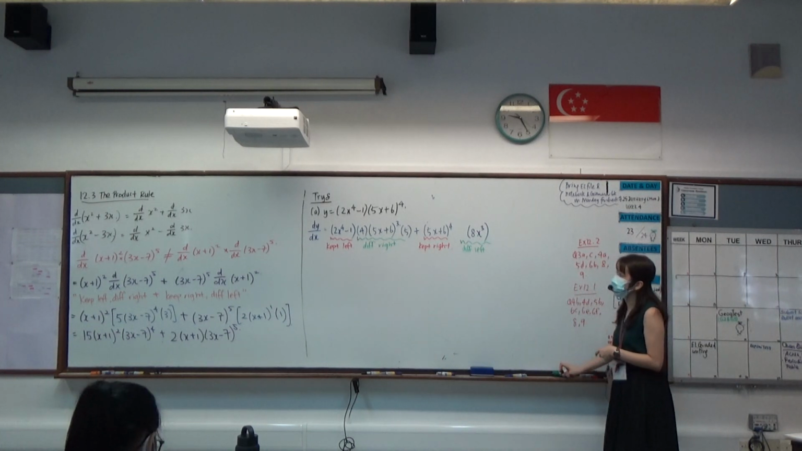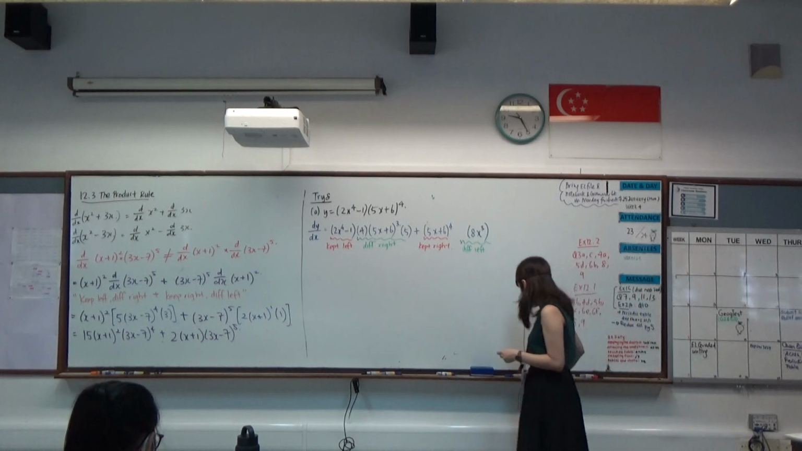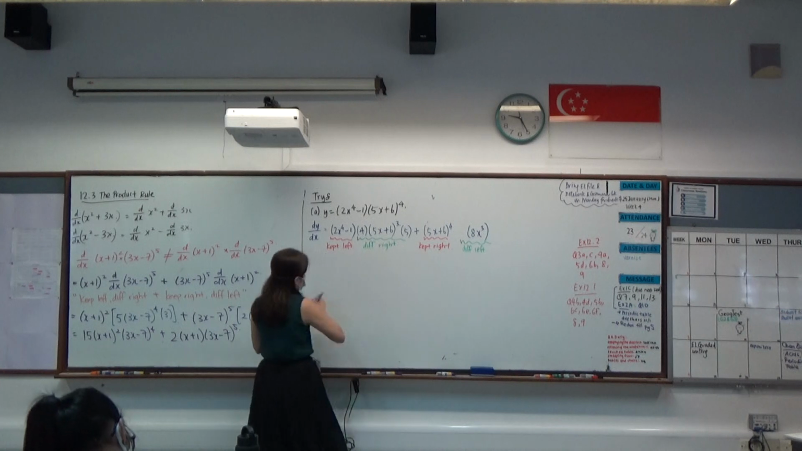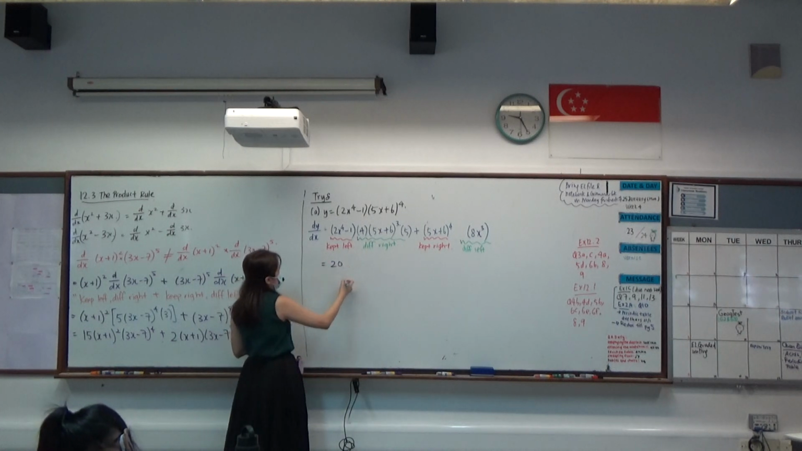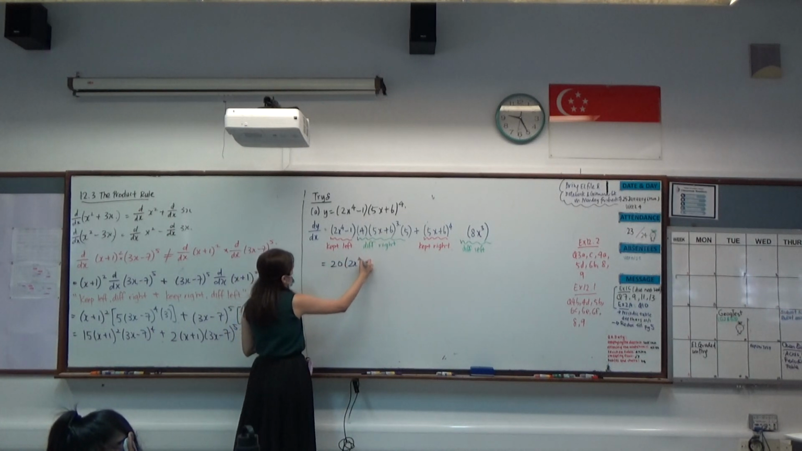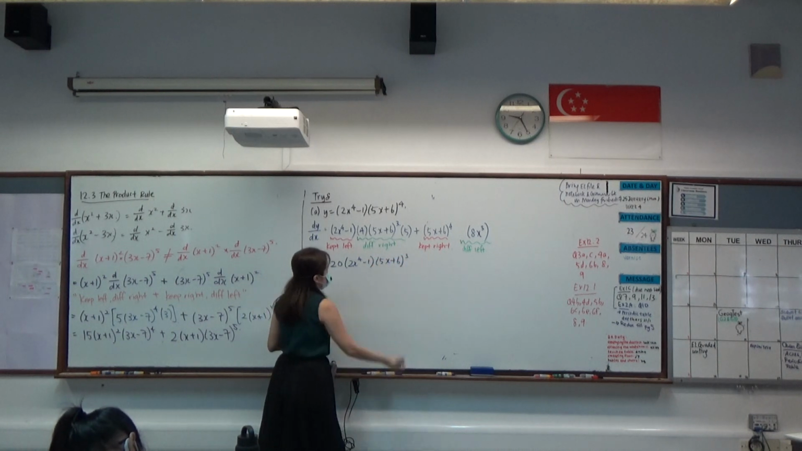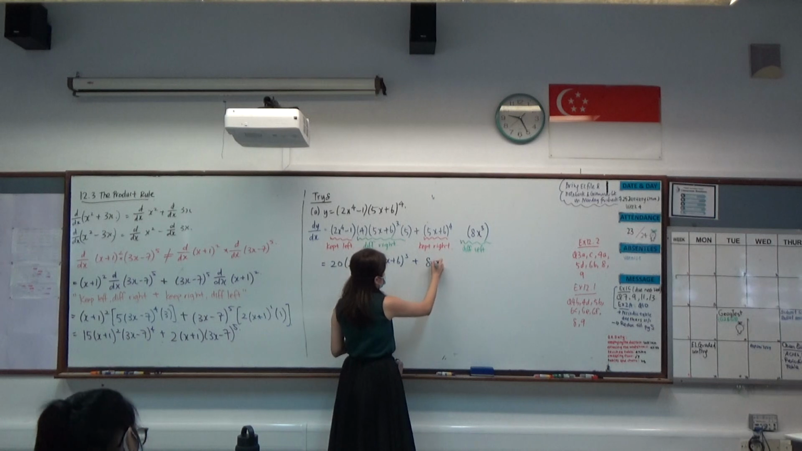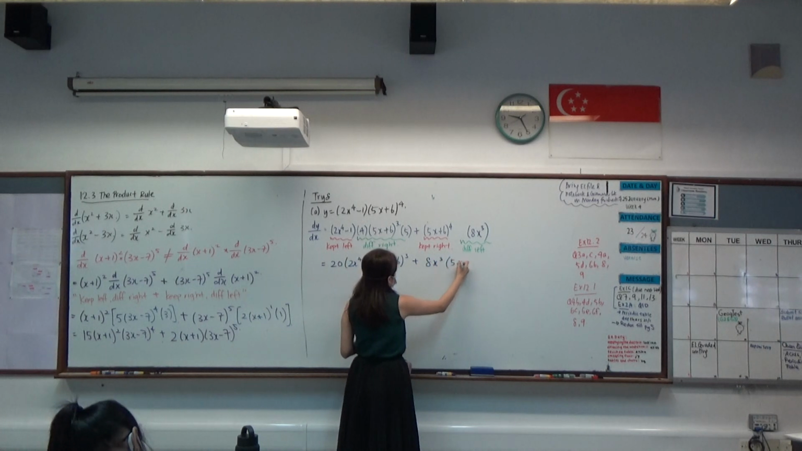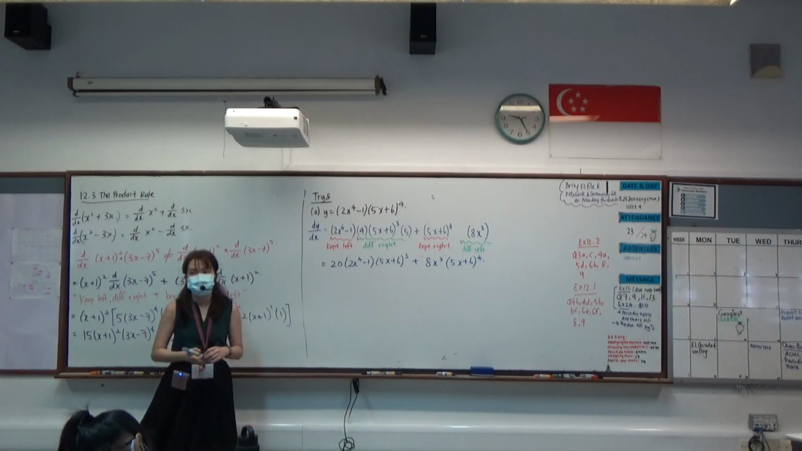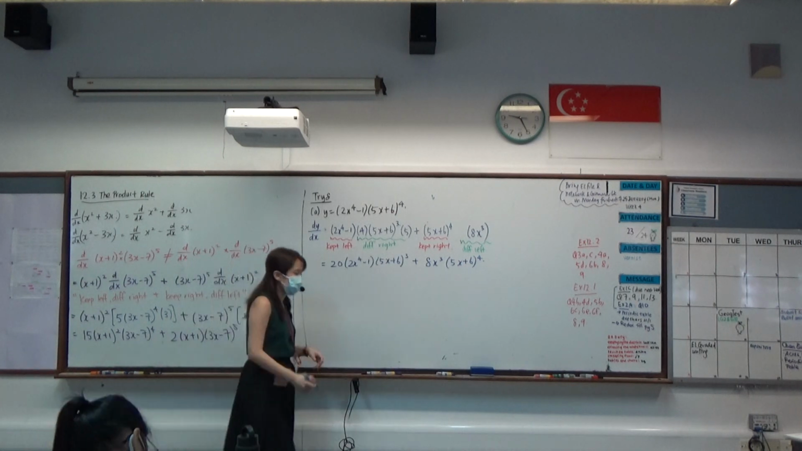Okay. Then the next step, we try to simplify. We need to simplify it because we got a 5 and 4. We can multiply that to get 20. And then we have this. Okay?